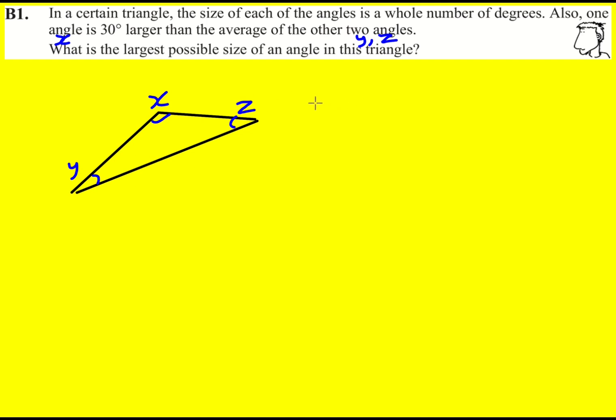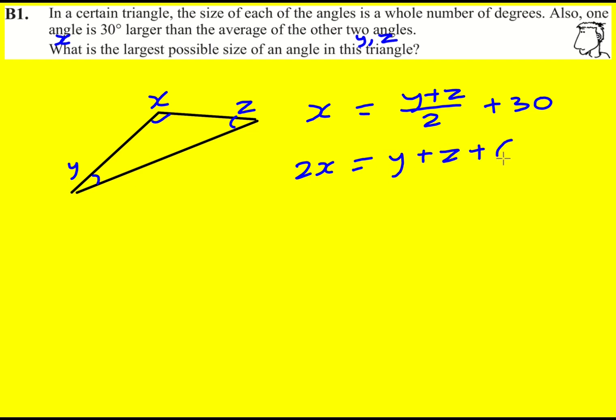So that means that x is going to equal the average of y and z. So that is y plus z over 2. But it's 30 degrees larger, so I need to add 30 to it. And we've got an equation relating them. I can times through by 2 here, so I times both sides by 2, which essentially means I times each term by 2. 2x is equal to y plus z plus 60.